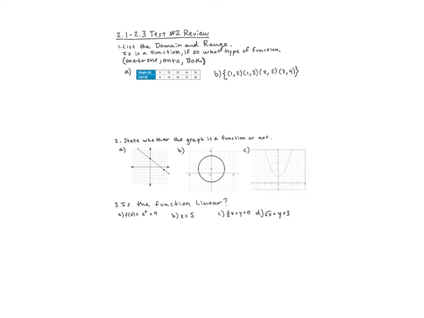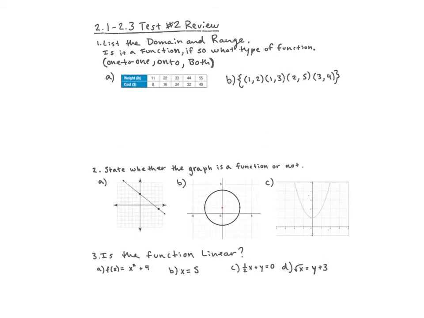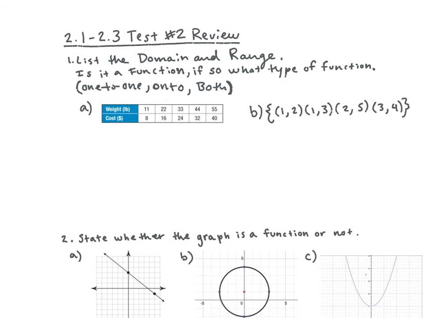So I'm going to go over the 2.1 through 2.3 test number 2 review. These are some types of questions that you may see on the test on Thursday. The first one says list the domain and range, and then name if it's a function, and if so, what type of function.